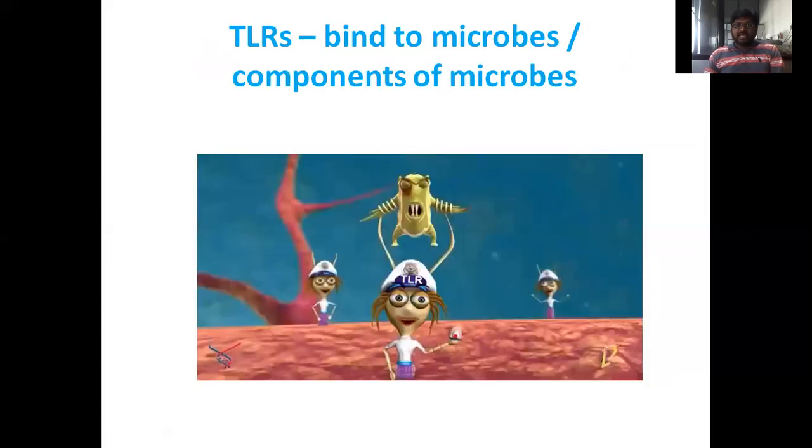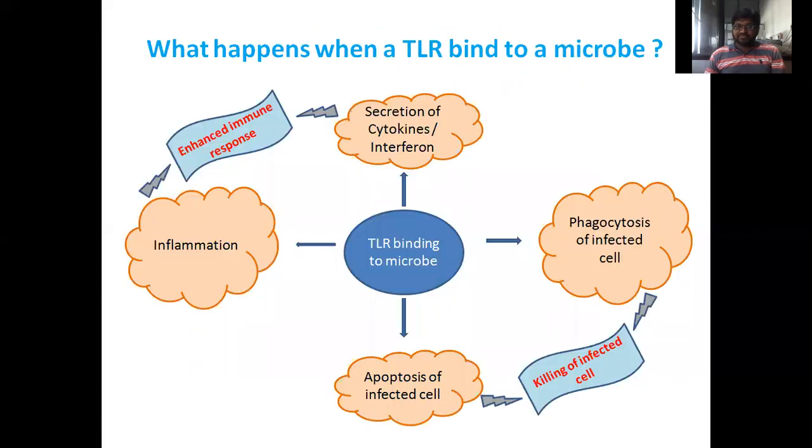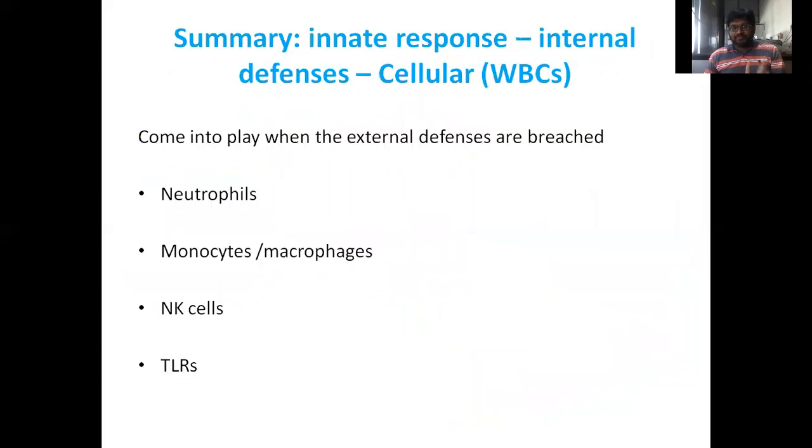You can see the microbes bind to the TLRs. Components of the microbes bind to the TLRs. What happens when the TLR binds to the microbes? Four different mechanisms occur: secretion of the cytokines and interferon, inflammation, the phagocytosis of the infected cells, and the apoptosis of the infected cells. These four things occur when the TLR binds to the microbes.